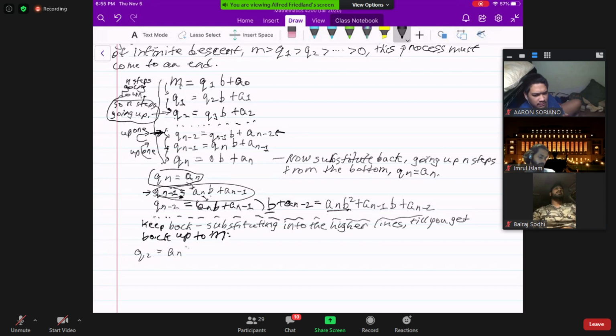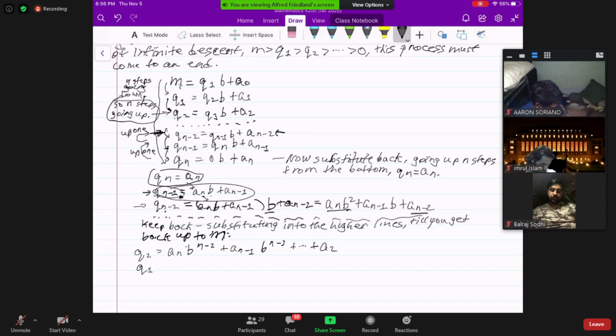So Q sub 2 is n minus 2 steps up. So you have A sub n B to the n minus 2 plus the next lower A times B to the n minus 3 plus, and this keeps on going till you get to A sub 2. Notice the subscript on the A, which is on the Q, which is 2, is the same as the subscript on the last constant, just like in each of the others. The subscript on the Q here, n minus 2, is the same as the subscript on the constant.